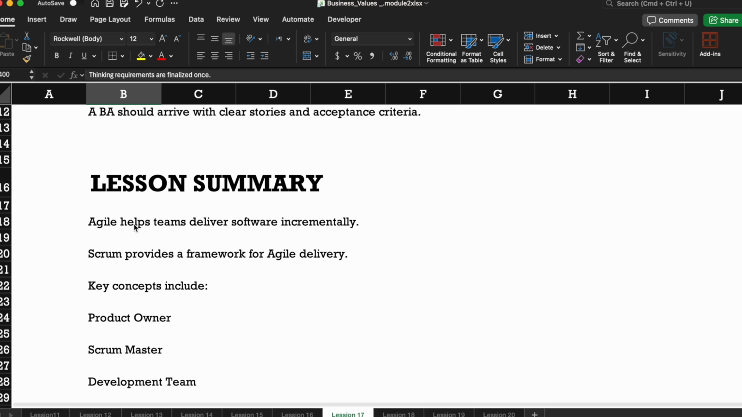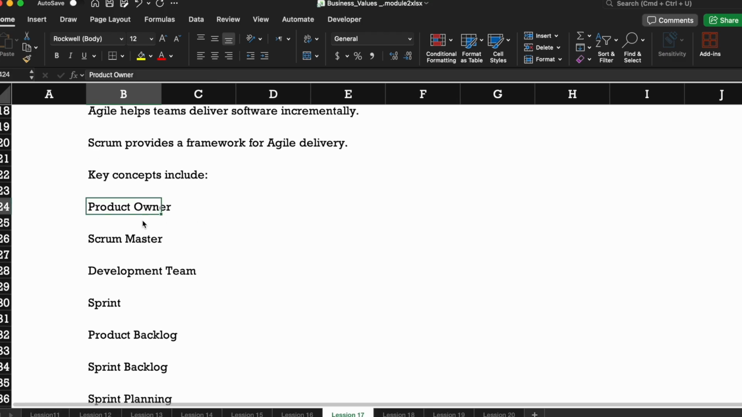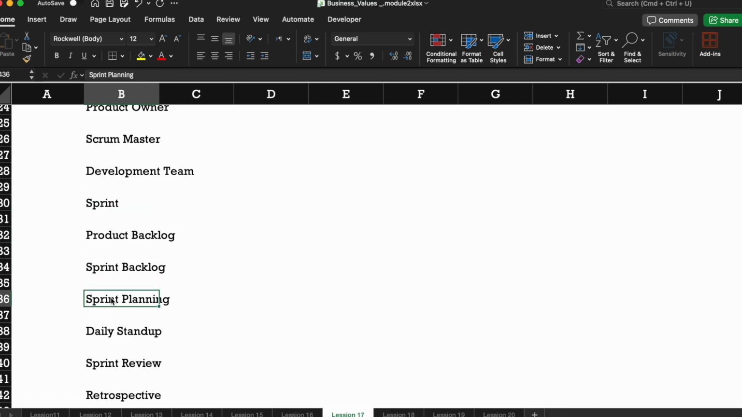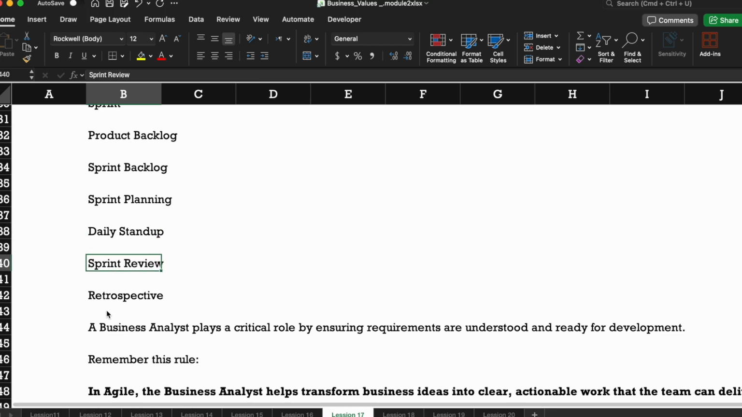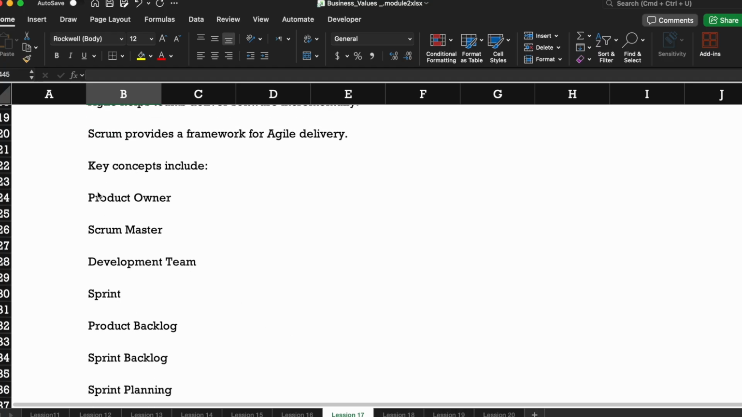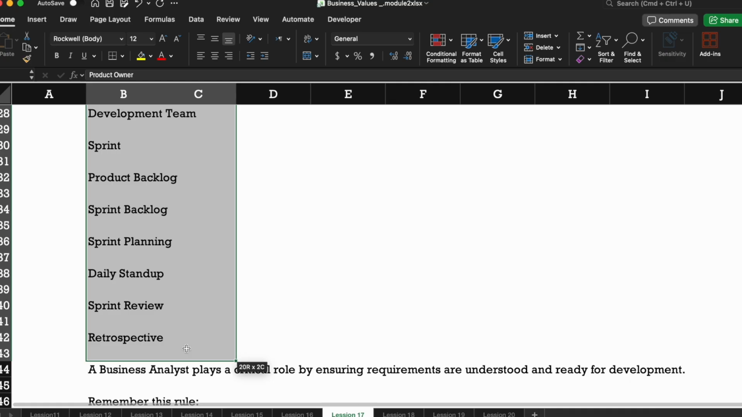So, lesson summary: Agile helps teams deliver software incrementally. Scrum provides a framework for Agile delivery. Key concepts include product owner, Scrum master, development team, sprint, product backlog, sprint planning, daily stand-up, sprint review, retrospective. Business analysts play a critical role by ensuring requirements are understood and ready for development. Make sure these are the main keywords you will be hearing day to day in your business analyst job. You should be familiar with these definitions and how they work.